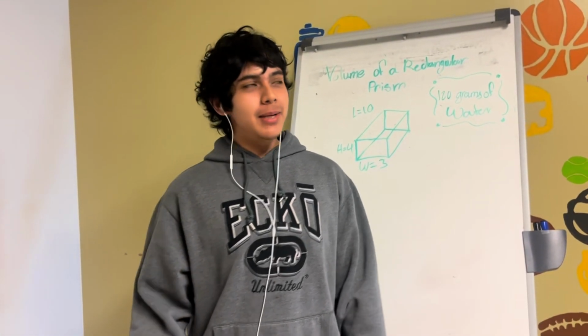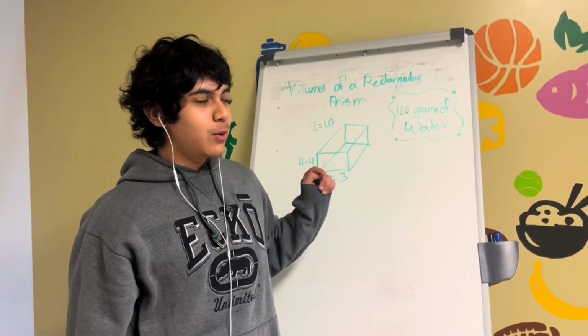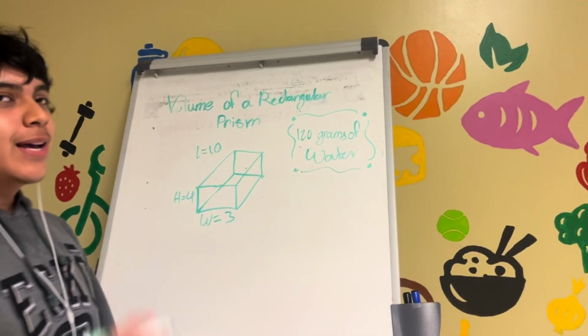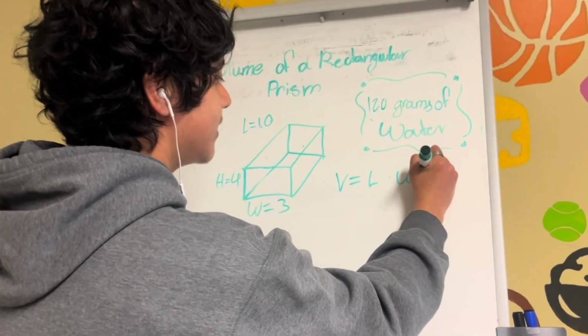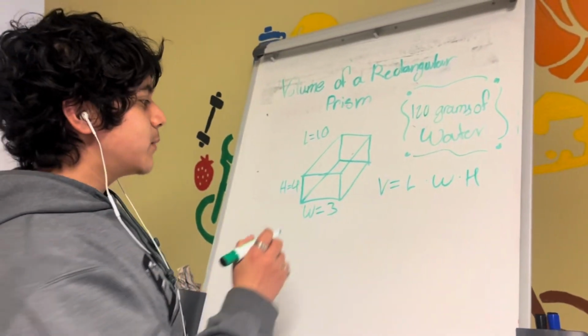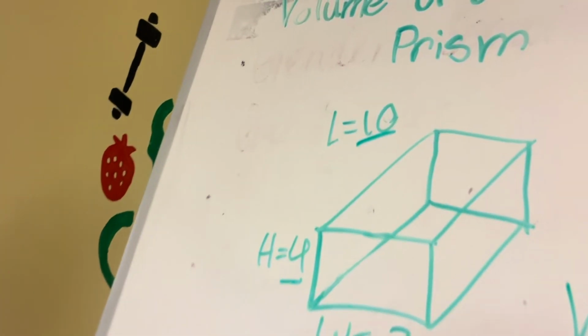Added sugar. I'm going to be using the volume of a rectangular prism to find how many grams of water we need, which is 120 grams. As we know, the volume of a rectangular prism is length times width times height. The width is 3, the height is 4, and the length is 10.